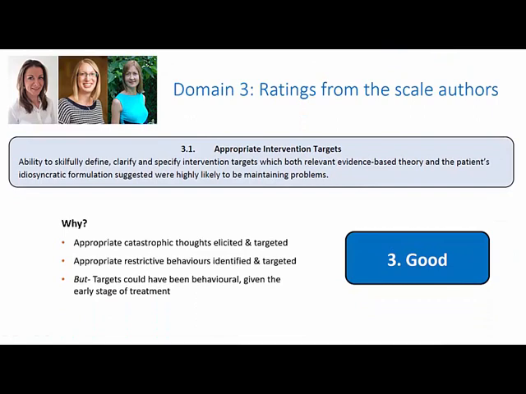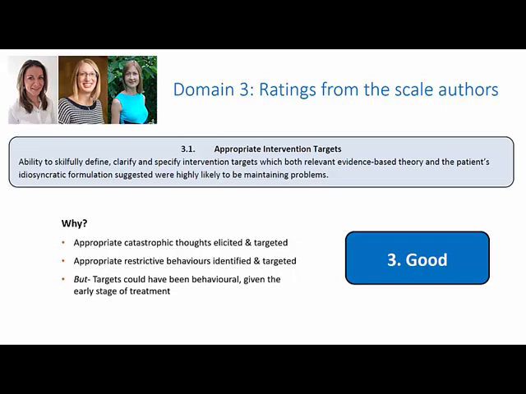Now we can move on to look at the ratings provided from the scale authors for item 3.1, appropriate intervention targets. We provided a rating of 3 good for this item. Downward arrowing was very skillfully used to elicit catastrophic thoughts, which were then targeted in the interventions. Thoughts like it all went wrong, people at work saw me binge and therefore I'm now completely alone. These seem to be hot thoughts that were tied to emotion and seem to be involved in the maintenance cycles drawn out with the patient.